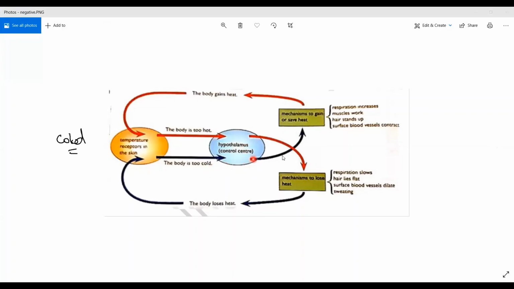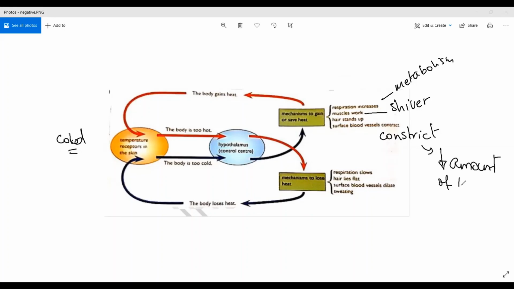هتبدأ تعمل الميكانيزم of gaining أو saving heat عن طريق إيه؟ أهم respiration increases أو in other words الميتابوليزم، لأن we have taken before and the respiration is one of the metabolic reactions. where the muscles they are going to work يعني to shiver. where the hair stands up will surface blood vessels constrict. contract يعني constrict. وطبعا ان ده هيعمل drop in the amount of blood near to the skin، يبقى it will lose less heat where the blood will be shifted to the shunt أو the shunt will open.